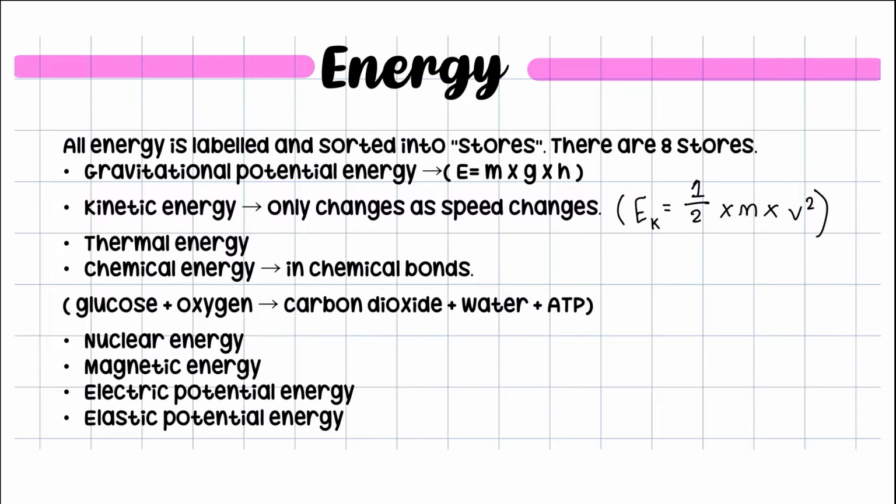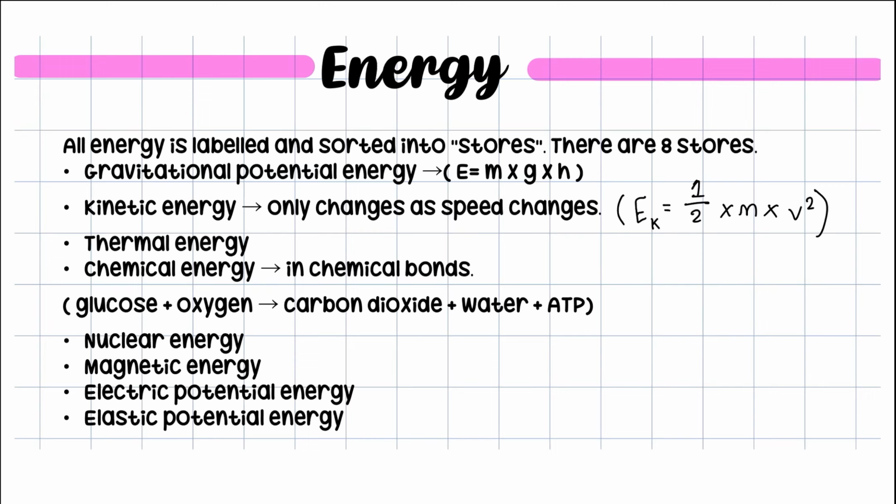potential energy. So you need to know that gravitational potential energy can be worked out from the equation E equals mgh. So E is the gravitational potential energy, m is the mass of the object, g is the gravitational field strength, which is 9.8 meters per second squared, and h is the height that the object has been moved to.